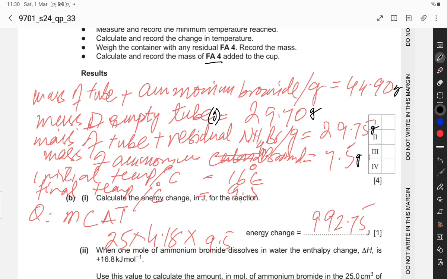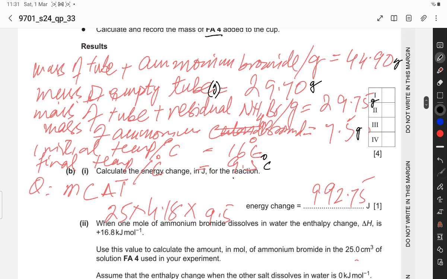there is no more change in the temperature, when the temperature remains constant on the thermometer. Then note the final temperature. This is 9.5 degrees centigrade. So Q is equal to... calculate the enthalpy change, and we have to find the change, ΔT, which is equal to final temperature minus initial temperature. So this is the initial temperature, and this is the final temperature, in degrees centigrade.